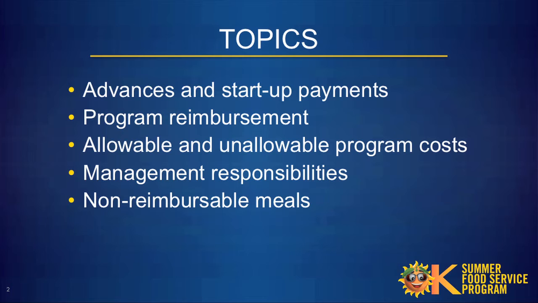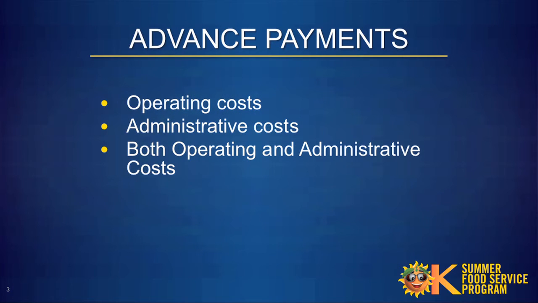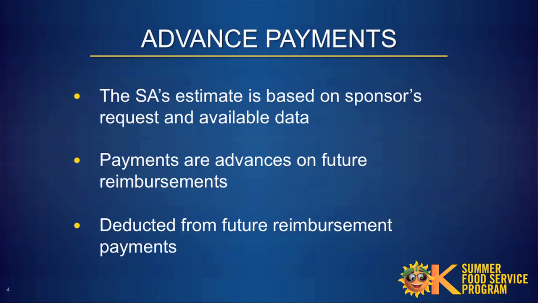Program payments are the reimbursement that sponsors receive based on the number of meals they serve that meet SFSP requirements for reimbursement. When sponsors apply for the program, they have the option to request advance payments. Advance payments may be requested for operating costs, administrative costs, or both operating and administrative costs. Sponsors may not request an advance for operating and administrative costs combined, but must make a request for operating costs and administrative costs separately. When determining the amount of the advance payment, the SA will make the best possible estimate based on the sponsor's request and any other available data.